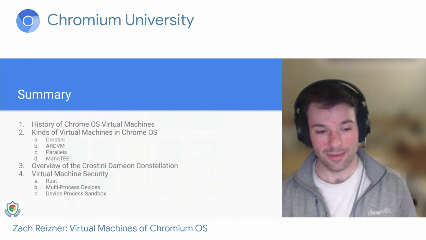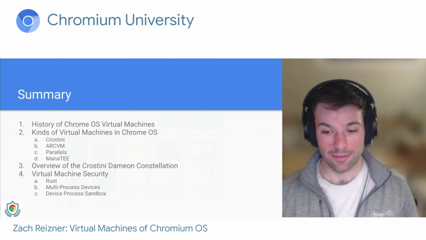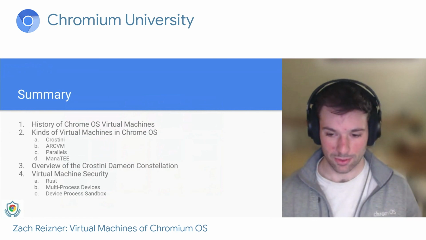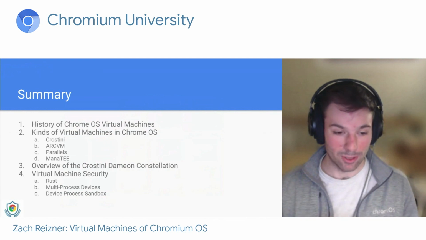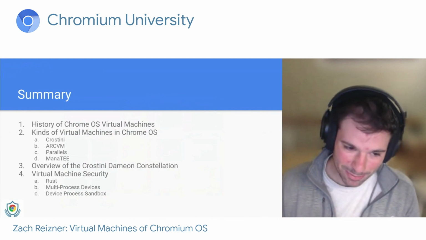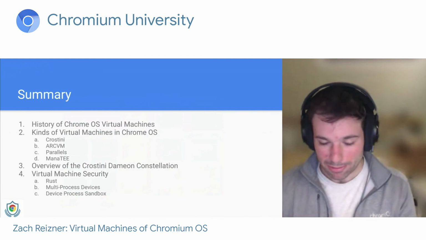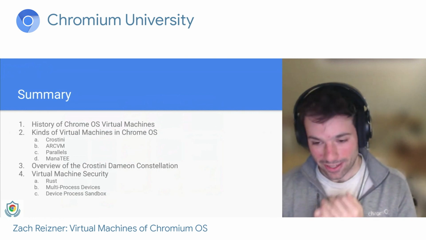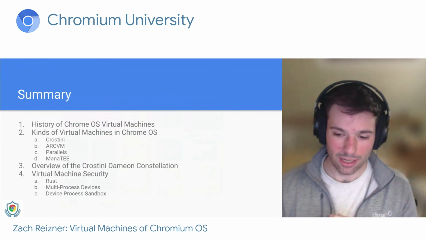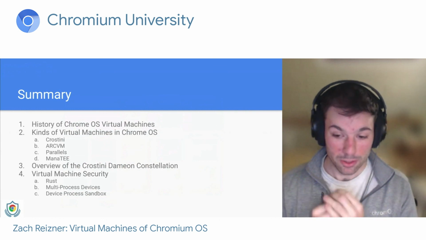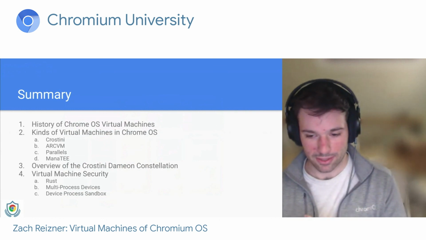And we talked a bit about the security and how it's provided by many different layers. We talked about how Rust and its memory safety prevents us from having exploits to begin with. How if there is an exploit, however unlikely, the multiple processes protect the devices from one another. And we talked about how the sandboxing within each process protects the host operating system from those devices.